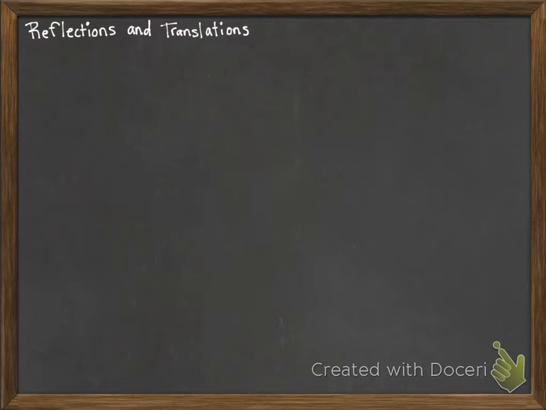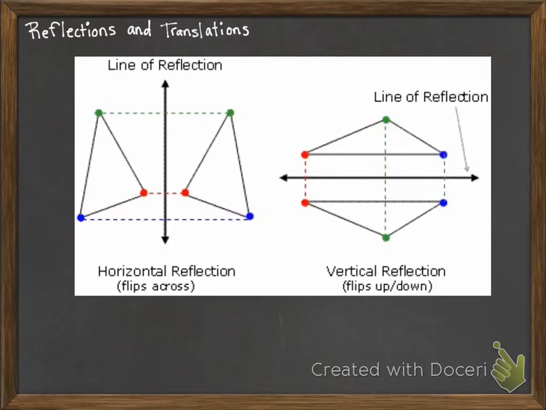This lesson is about reflections and translations of polygons. A reflection of a shape is when we flip it over a line called the line of reflection. Think of the line as the mirror, and then the reflection is the mirror image of the shape on either side of the line. We can reflect things over vertical lines or horizontal lines.